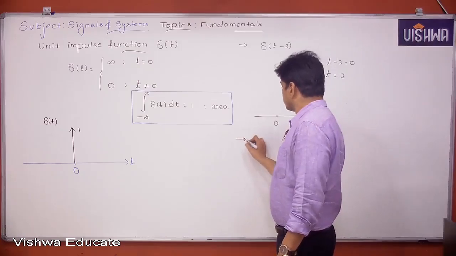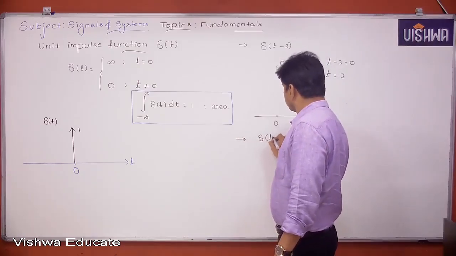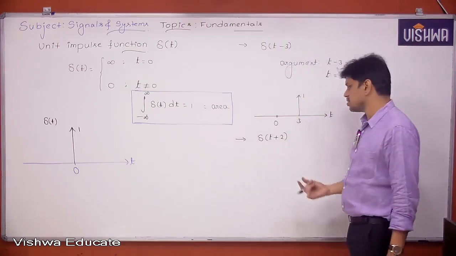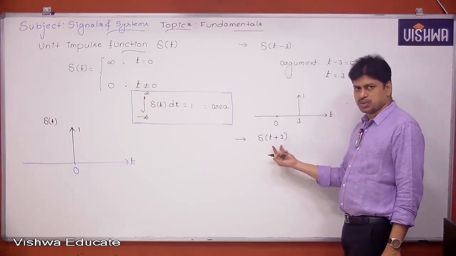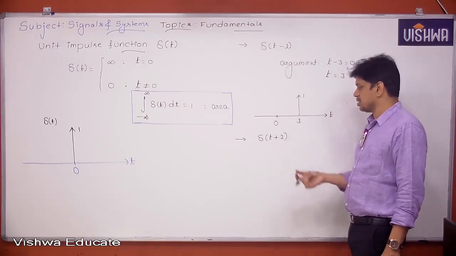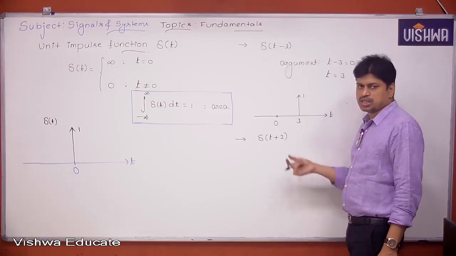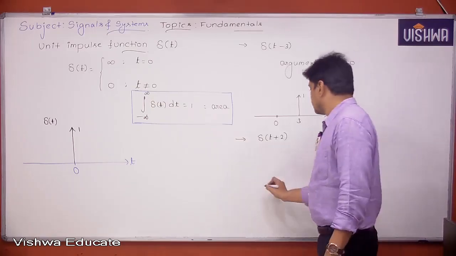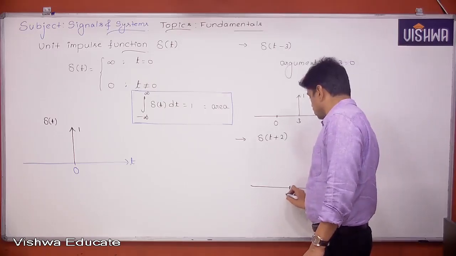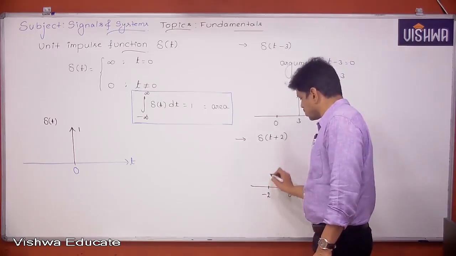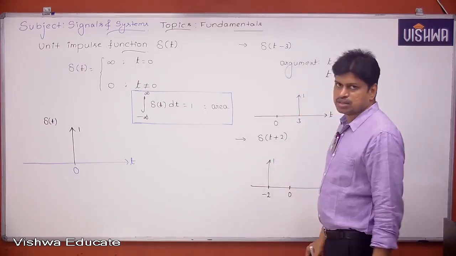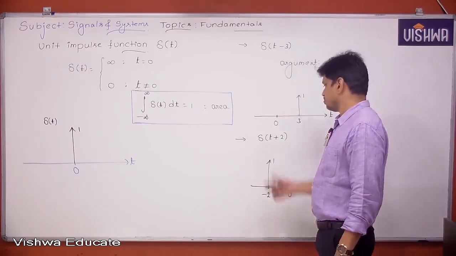If I ask you to draw delta t plus 2, where does it exist? Again the same thing: whenever the argument is 0, there the impulse function exists. Here the argument is t plus 2. When t plus 2 is equal to 0, t will become minus 2. So the impulse function exists not at 0 but at minus 2, whose area is equal to 1. That is delta t plus 2. Okay, make a note.